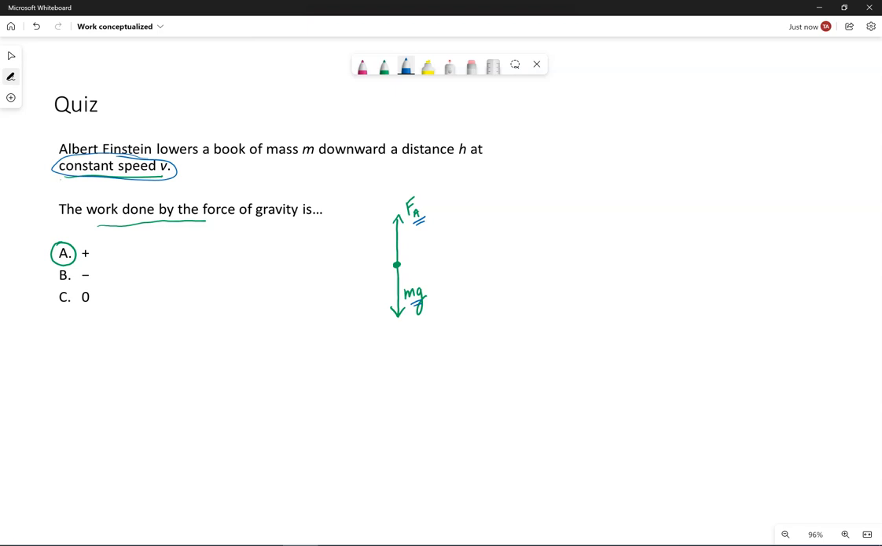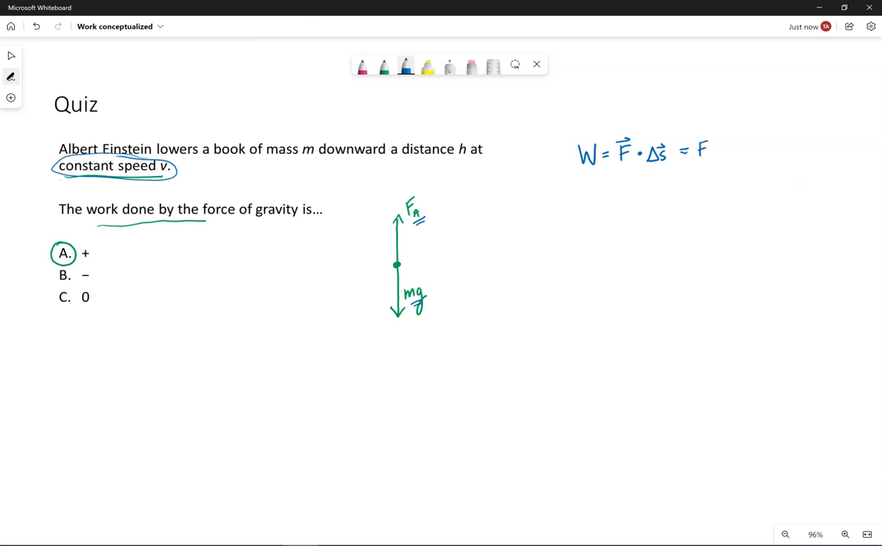So this you should conceptualize from the previous section. Constant speed means no acceleration. That means no net force. These forces have to balance each other out. Now, to move forward into this concept of work, the force of gravity is constant. We have our generic equation for the force dotted with displacement for a constant force.